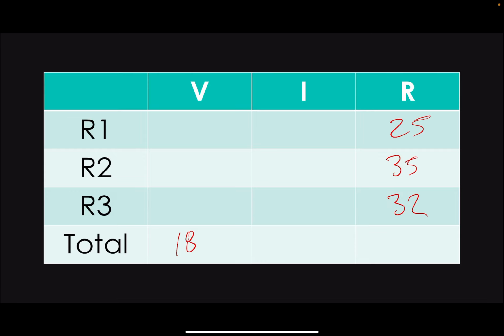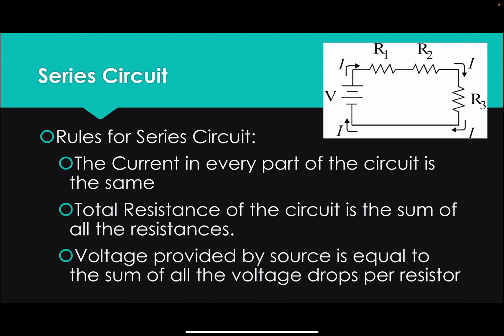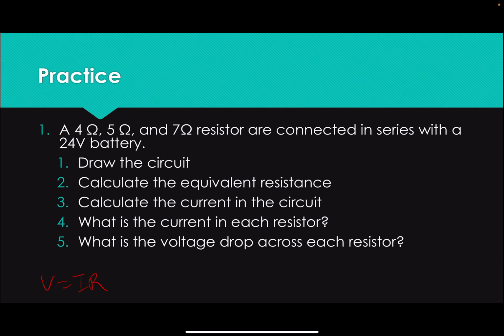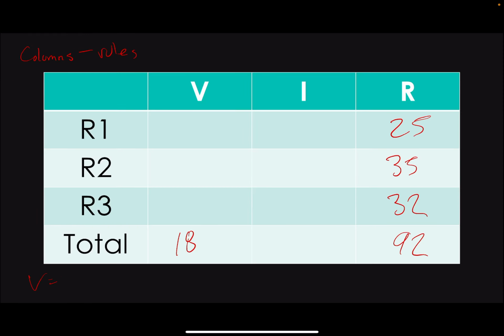Remember our rule for resistance. Let's go back. Total resistance is the sum of all the resistances. So my total resistance is just adding this up: 25 plus 35 plus 32, which is 92. Okay, so if we're doing columns, we're going to look at the rules. If we're doing rows, we know V equals IR.